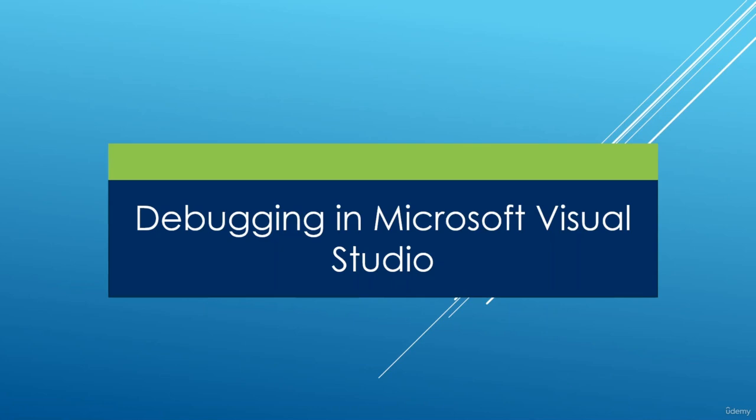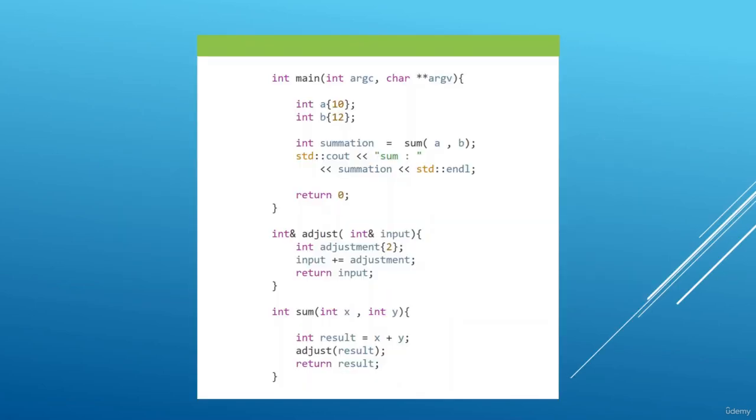In this lecture, we're going to see how we can debug our C++ programs through the Microsoft Visual Studio IDE. This is different from the Visual Studio Code we have been using all along. These two tools are from Microsoft, but they are two different things. In this lecture, we're going to be using the IDE, not the editor. The program we're going to be debugging is the same program here.